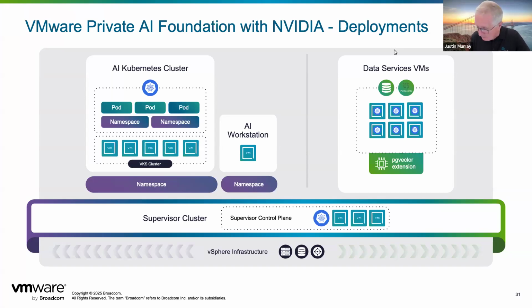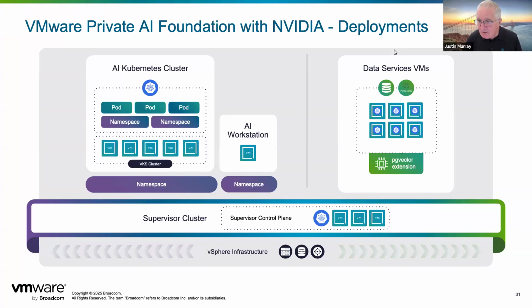Previous names for that were workload control plane, IaaS control plane. We now just call it the supervisor and be done with it in the next release of VMware Cloud Foundation. It's really controlling everything here. It's controlling the life cycle of the AI Kubernetes cluster and the life cycle of the AI workstation, even though the AI workstation is just a fairly straightforward VM. And by the way, deploying an AI workstation is day one with private AI. That's how you get started.